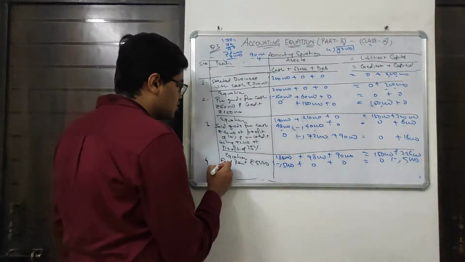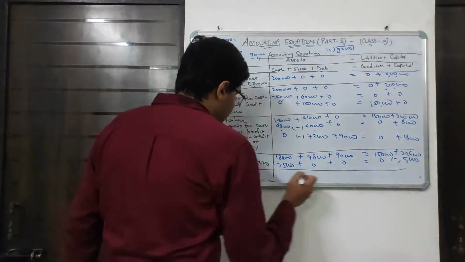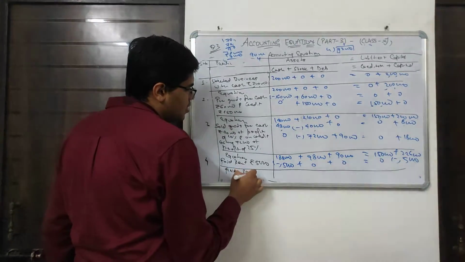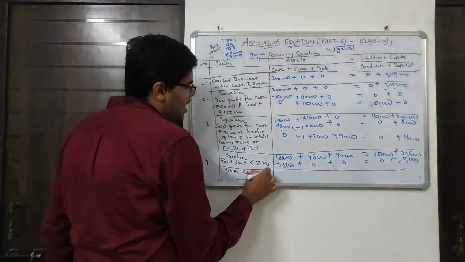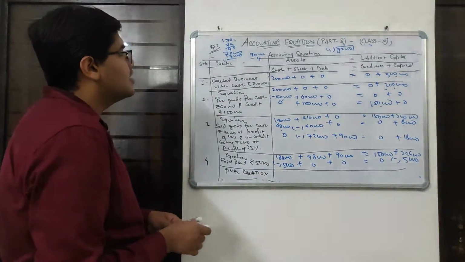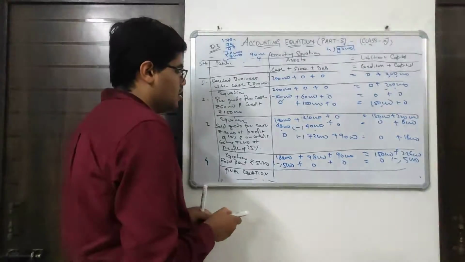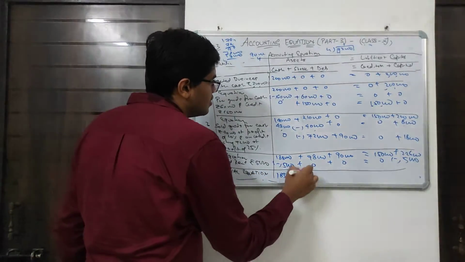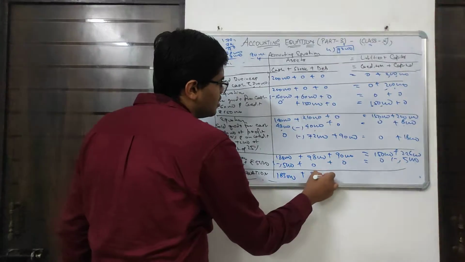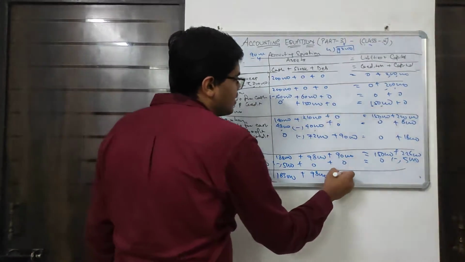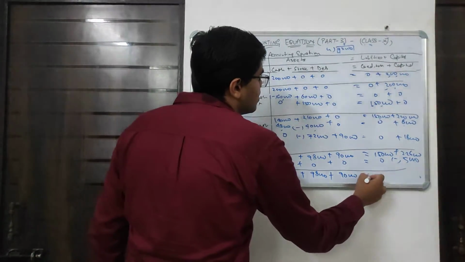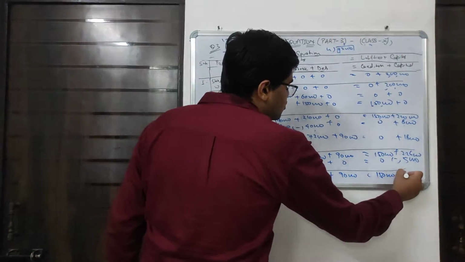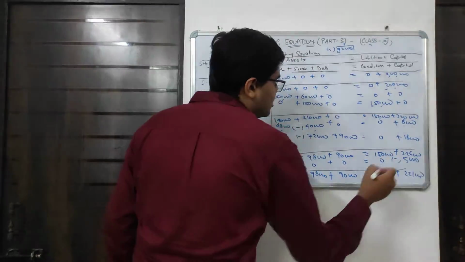So you can write here the final equation and balance it. You will get cash 1,83,000, stock 98,000, debtor 90,000, creditor 1,50,000 and this 2,21,000 capital.